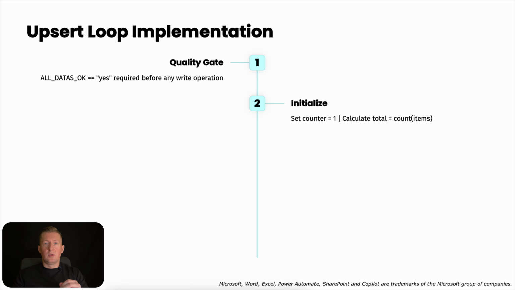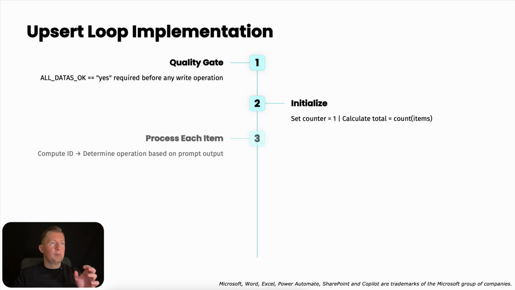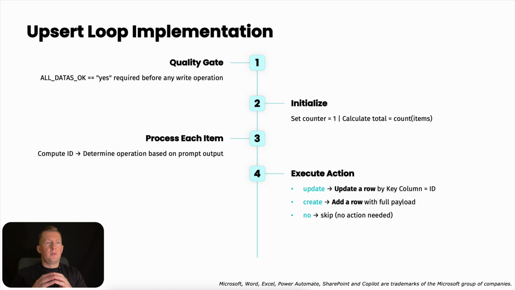Let's assume that the value is yes, then we are setting the counter as previously. The default value is 1, and if we want to have the calculation of the maximum number of the counter, then we need to use the count function. Then we are processing each item. We are computing the IDs, which is consisting of the vendor name plus the item ID, and determine which operation we need to use. The three options then we have after that.